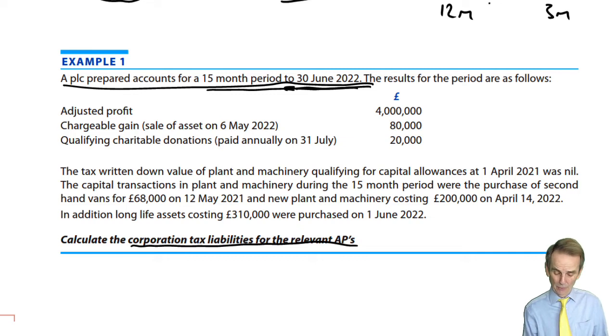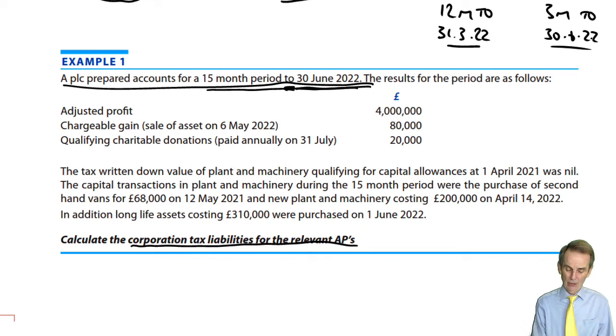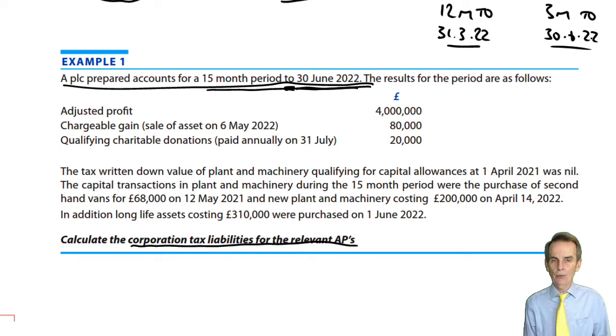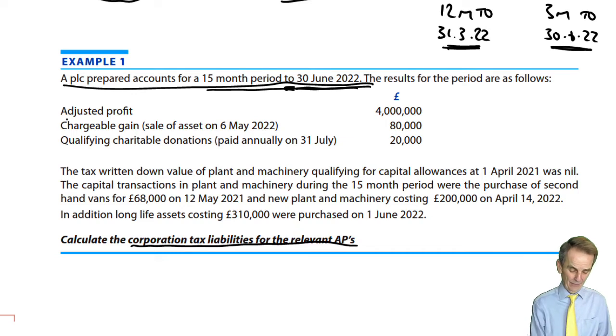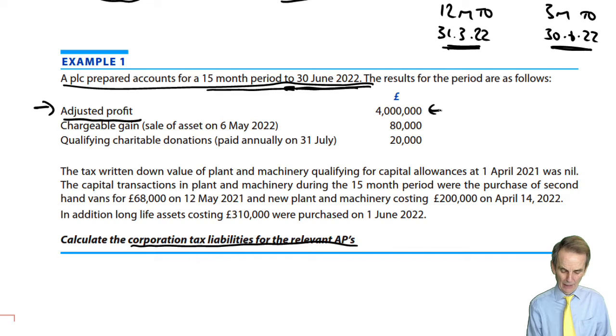So the first 12 months will be the 12 months through to the 31st of March 22. The second period, the 3 months to the 30th of June 22, the end of that long period of account. So we now know the 2 periods for which the corporate tax computations are required: the 12 months to end of March 22, and then the 3 months to the end of June 22. And what do we have? We are given here the adjusted trading profit at £4 million.